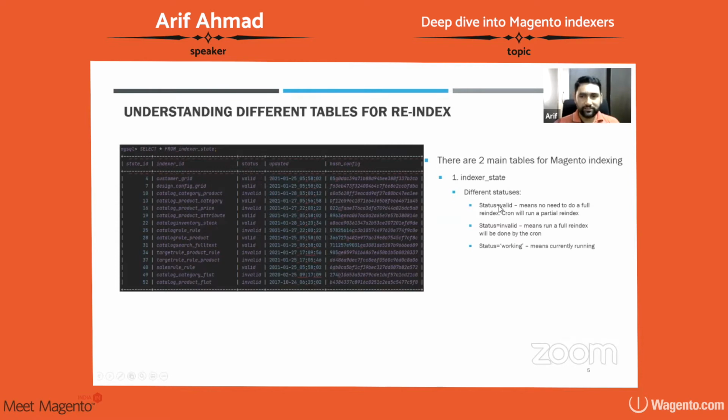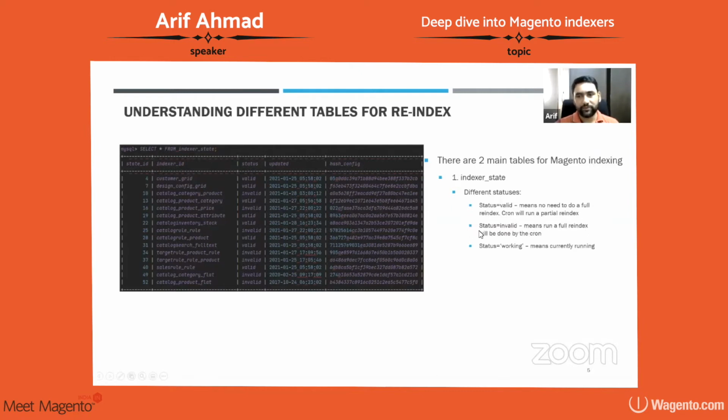Yeah, so status valid. I have added some description on the right side. Status valid means there is no need to do a full reindex. Cron will run a partial reindex if there are pending backlogs. Again, we'll see more detail on those things.